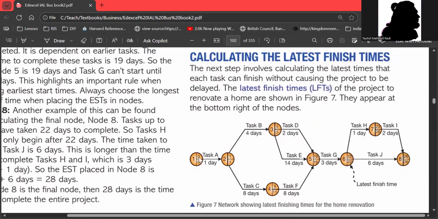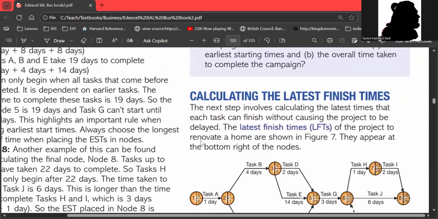So this circle thing is known as a node. These numbers one, two are node numbers. Serially, you can see this is the first node, second node, third node, and gradually it's increasing. The last node is 8. And the upper part of this section is known as EST.